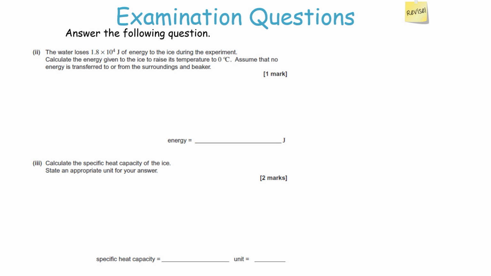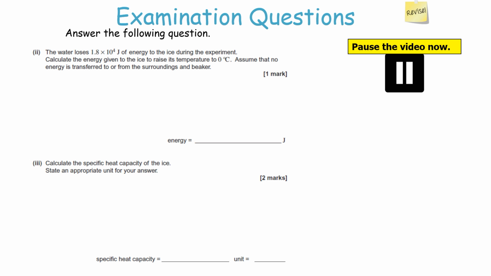Next question. The water loses 1.8 times 10 to the 4 joules of energy to ice during the experiment. Calculate the energy given to the ice to raise its temperature to 0 degrees Celsius. Assume that no energy is transferred to or from the surroundings in the beaker. Then calculate the specific heat capacity of the ice and state an appropriate unit for your answer. So pause the video now, then unpause the video when you want to go through your answers.